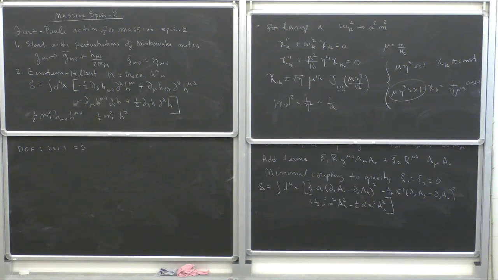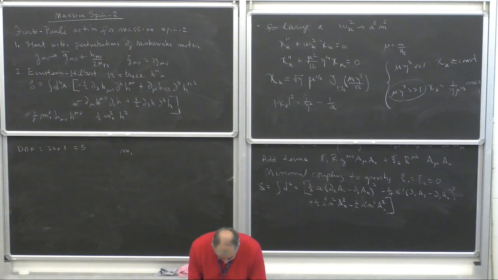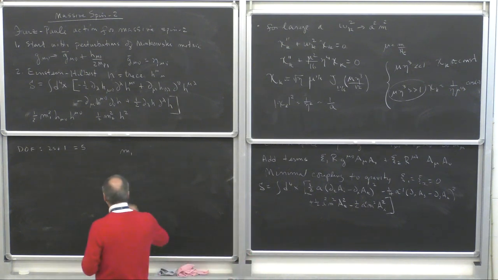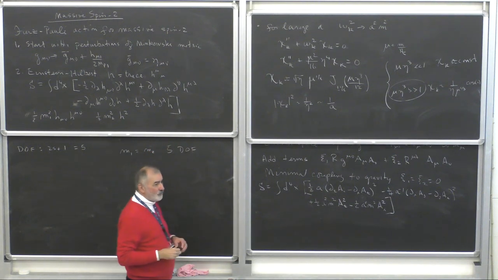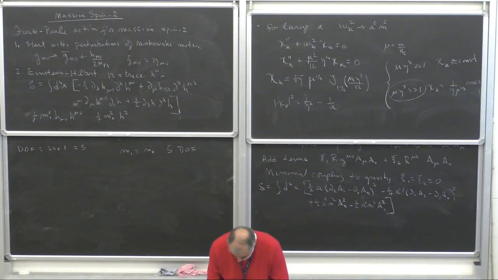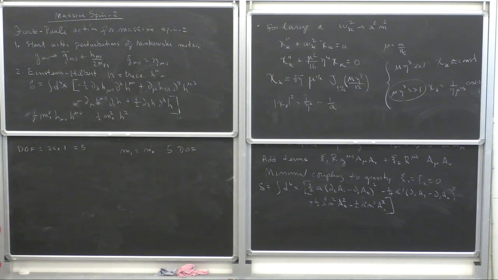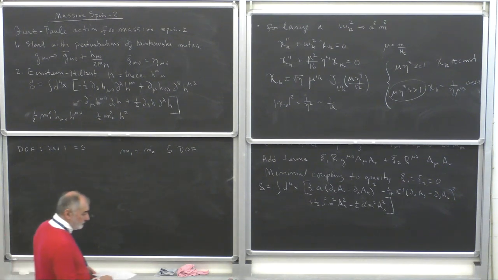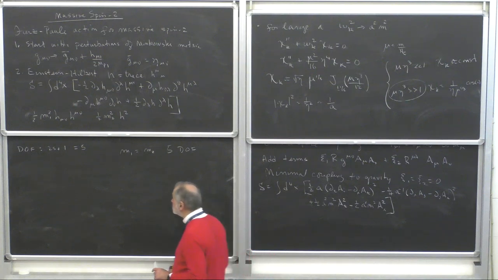However, Fierz and Pauli showed that if you have M1 equal to M2, you have 5 degrees of freedom propagating and no ghosts. Now, M1 equal to M2 is not enforced by any symmetry. It's just enforced by the requirement that there are the correct number of propagating degrees of freedom and no ghosts. There's a couple of interesting features of this massive gravity.